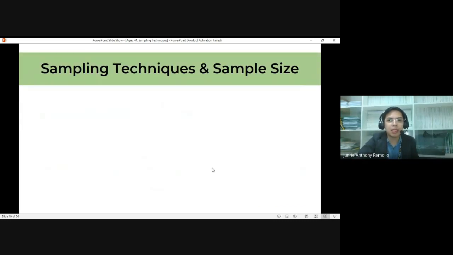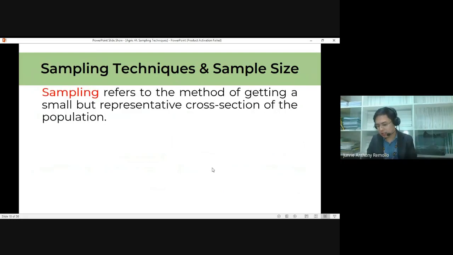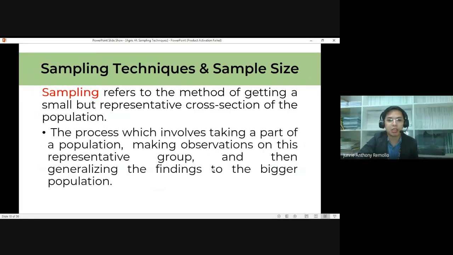So let's jump to the sampling techniques and sample size. Okay, so sampling refers to the method of getting a small but representative cross-section of a population. So this process involves taking part of a population, making observations on this representative group, and then generalizing the findings to the bigger population. So according to Bradfield, in 1980, sampling can also be defined as the process of measuring the small portion of something followed by the general statement about the whole thing.